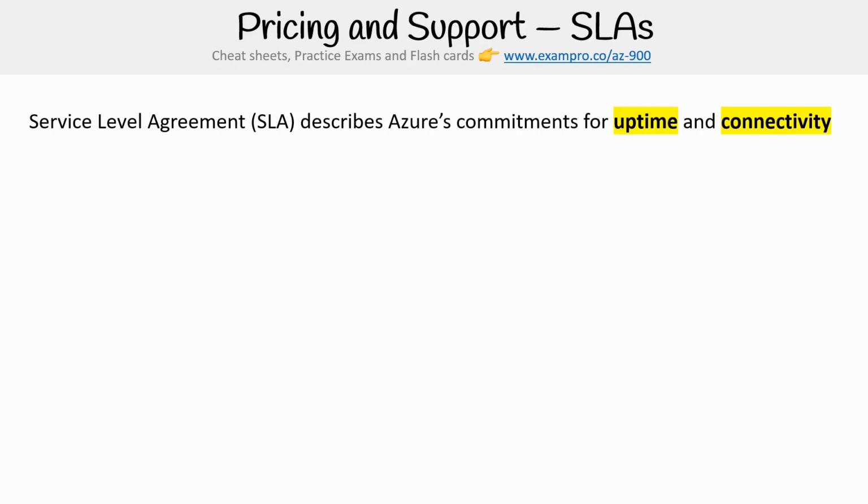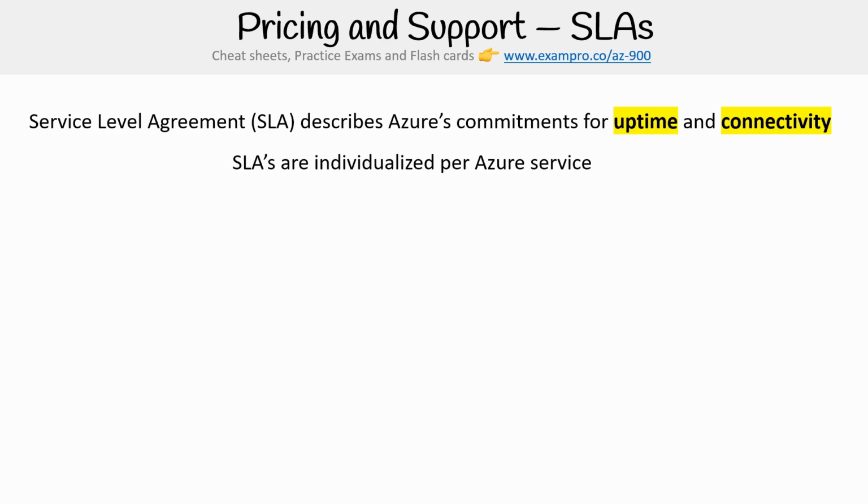So SLA stands for Service Level Agreement, and this describes Azure's commitment for uptime and connectivity. That means, like, if you have a web server, Azure's going to say, we guarantee 99.9% of the time it's going to remain running throughout the year. It's not going to go down. So that's kind of the idea behind an SLA.